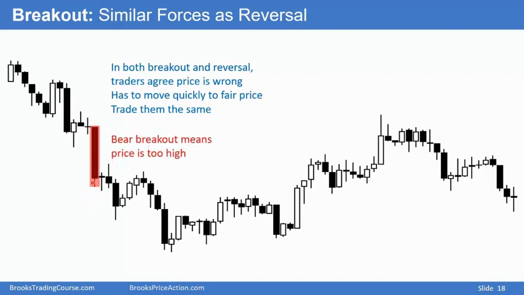A big bear trend bar closing on its low. The bulls tried to bottom here, and instead we got a bear breakout. This means that the price is too high and the market has to go lower to find buyers. It's a breakout, we're going lower. This is a reversal, it's also a breakout, we're going higher. Price is too low, price is too high.